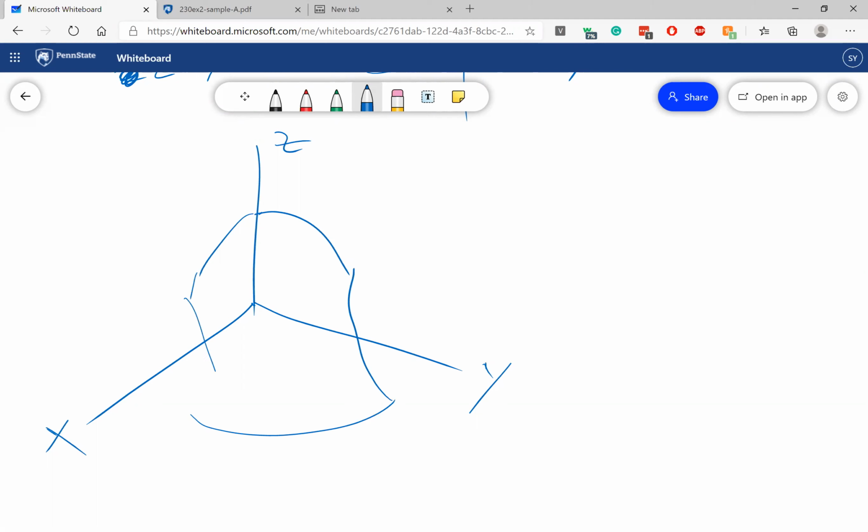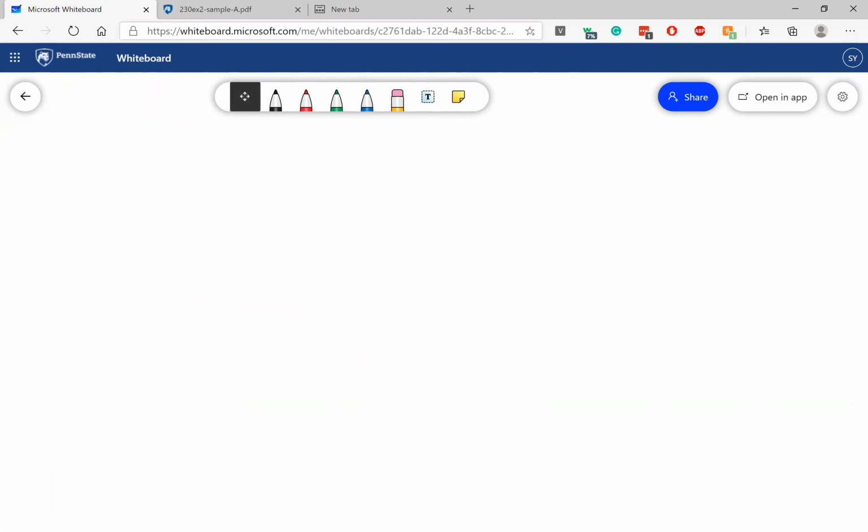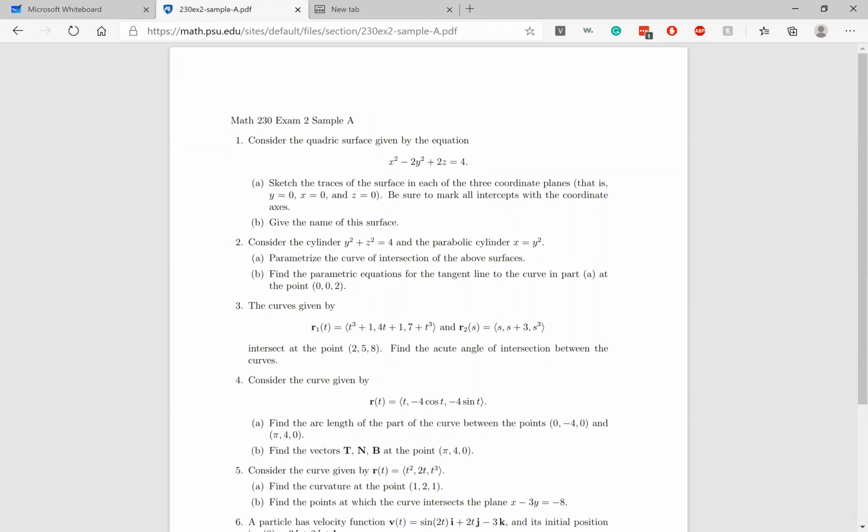Yeah, this isn't great. Again, I'm not good at drawing saddles. I apologize. Okay, so let's continue with the next one.